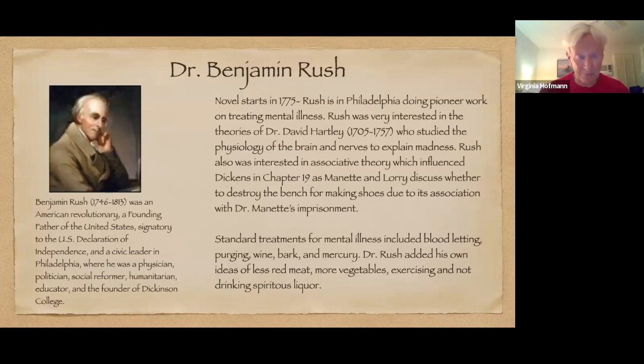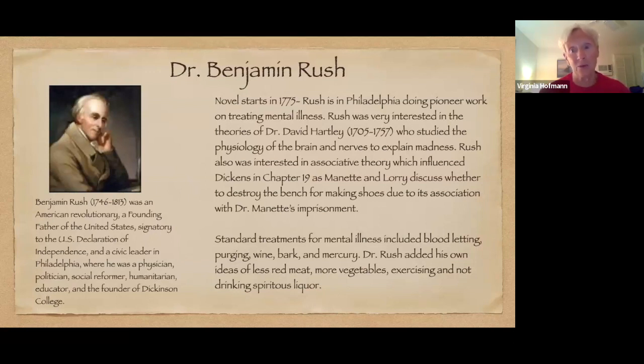So the novel starts in 1775, and Rush is in Philadelphia at that time doing pioneer work on mental illness. He was very interested in the theories of Dr. David Hartley, who studied the physiology of the brain and nerves to explain madness. Hartley was interested in the associative theory, which influenced Dickens.